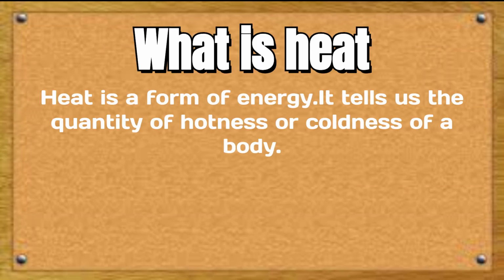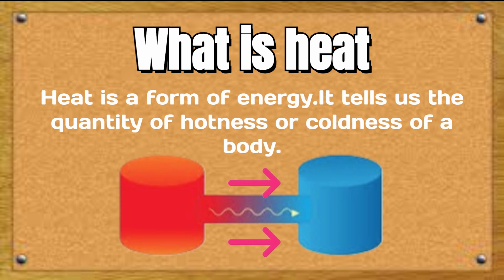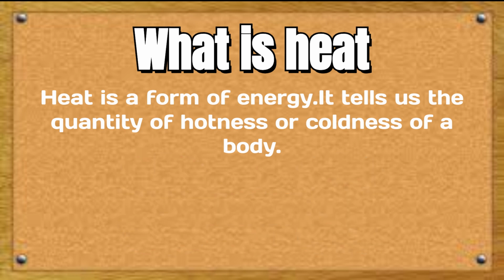Heat is a form of energy. It tells us the quantity of hotness or coldness of a body. It always flows from a hotter object to a colder object. For example, when you touch a hot vessel, heat flows from the vessel to your hand, and your hand feels hot. This is an important rule. Heat always moves from hot to cold, never from cold to hot.